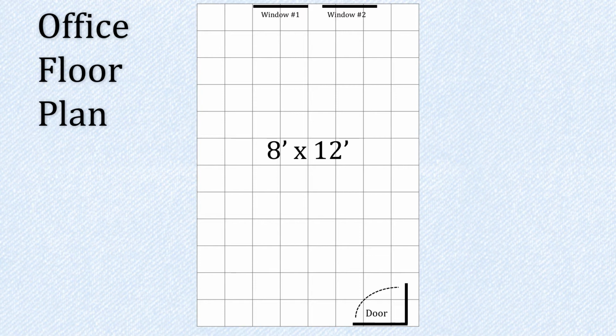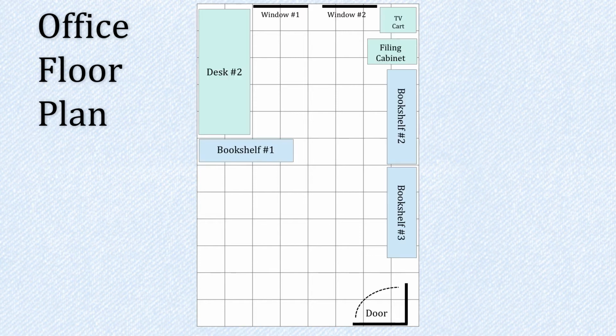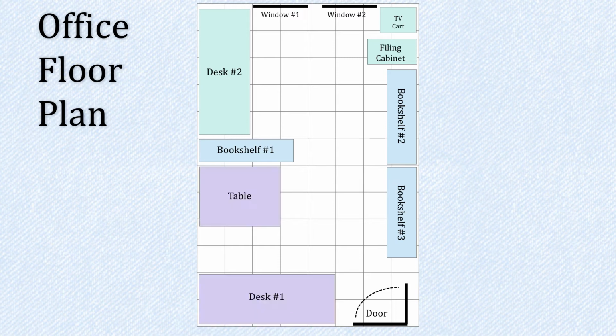Now, I share this office with another person who's on sabbatical this semester. But you can see here, this was the furniture that was already in the office when I moved in. So there were 3 bookshelves, a desk, a TV cart and a filing cabinet. And then when I moved in, we added another desk and a small table. So this is the space that I had to work with. It's kind of long and narrow.